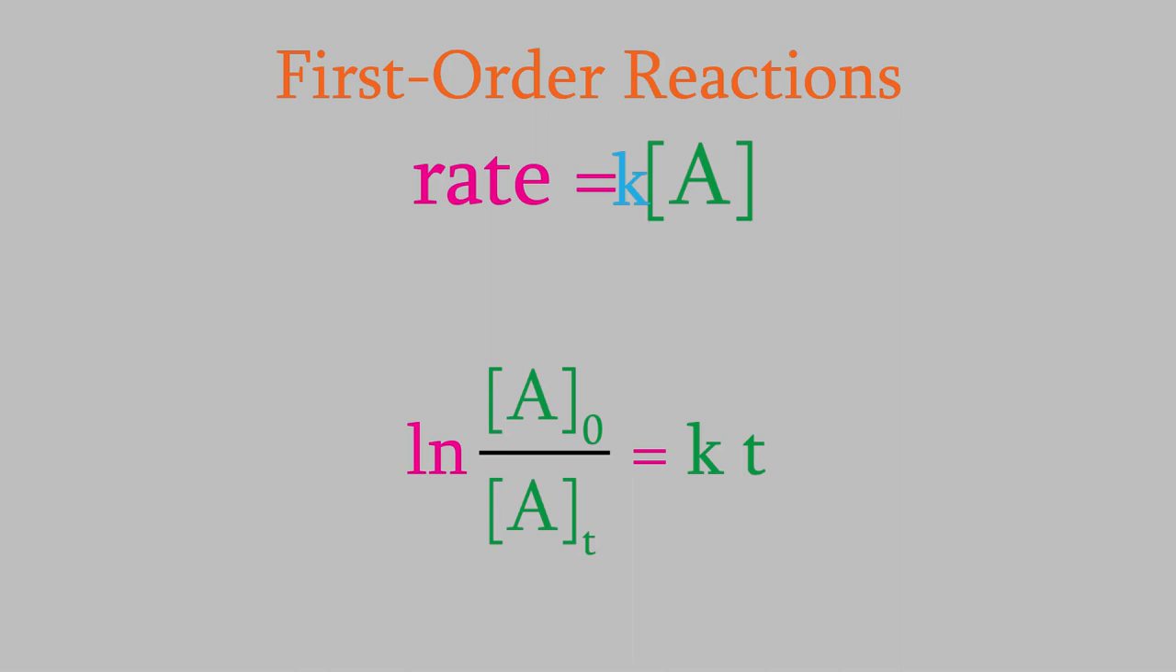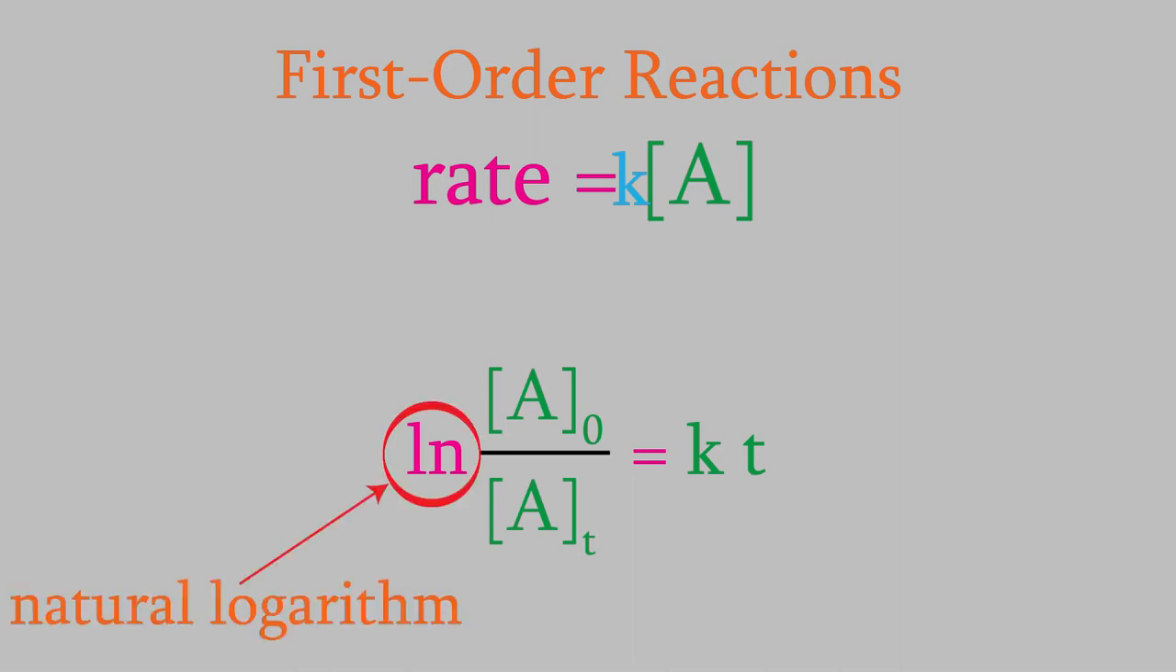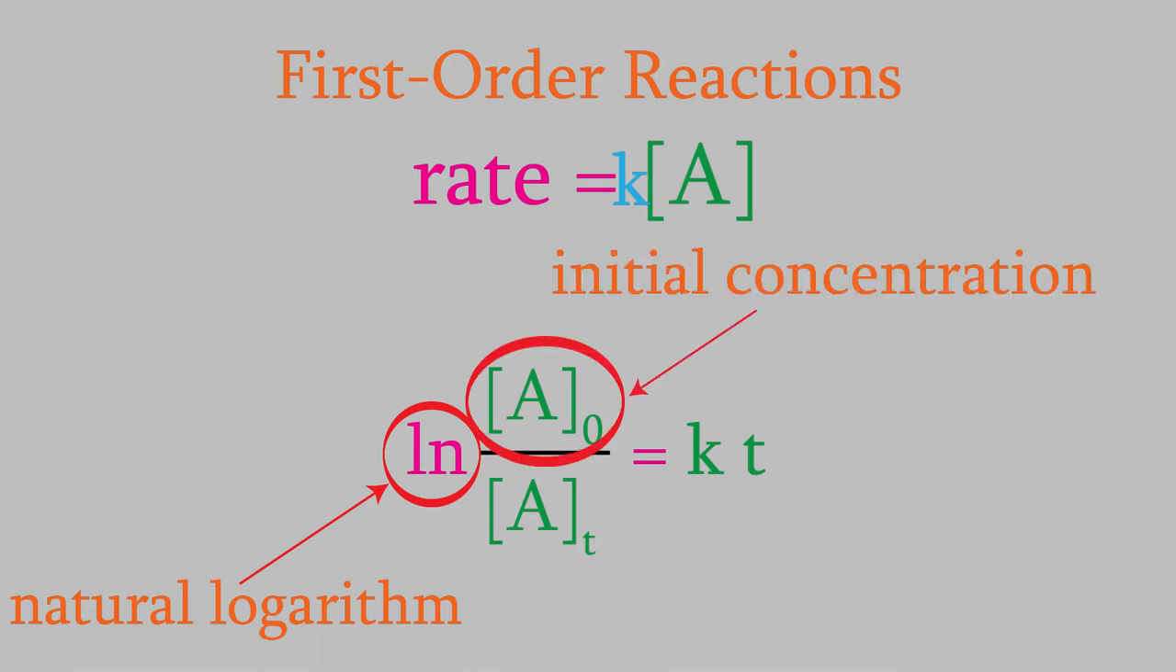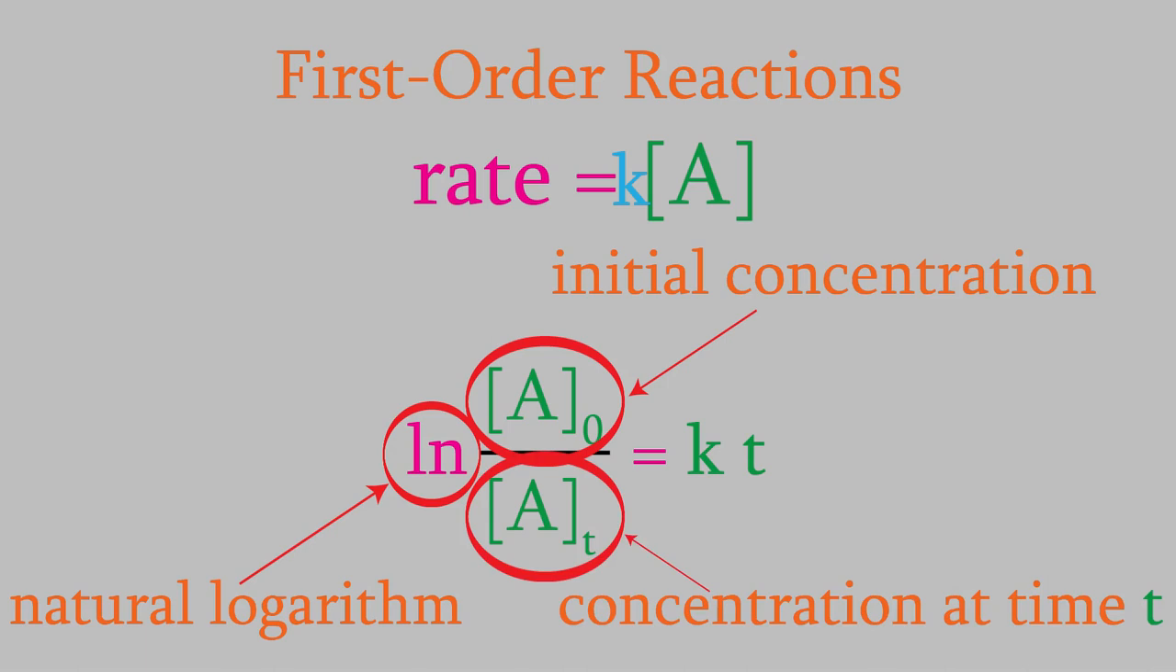Here, ln is called the natural logarithm, which I'll talk more about in a second. A0 is the initial concentration, and At is the concentration at a later time, t. k is the rate law constant we had in the rate law, and t is the time. So, this equation ties together the beginning and ending concentrations and the amount of time that's passed. We'll use this equation in just a moment, but before we do that, we need to know a little bit about the logarithm.